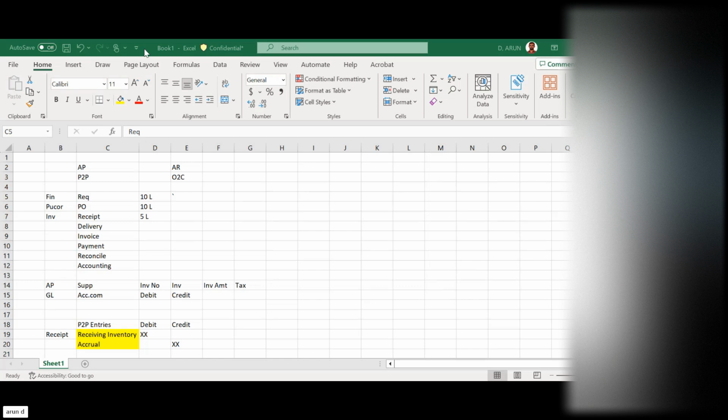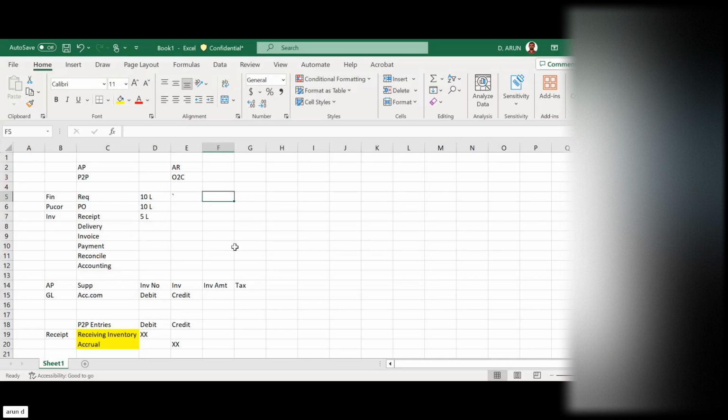Okay. Probably I'll move to this one. OTC. Okay. Yeah. So now this is one part of the transaction. This is one side of the transaction, that is payment.